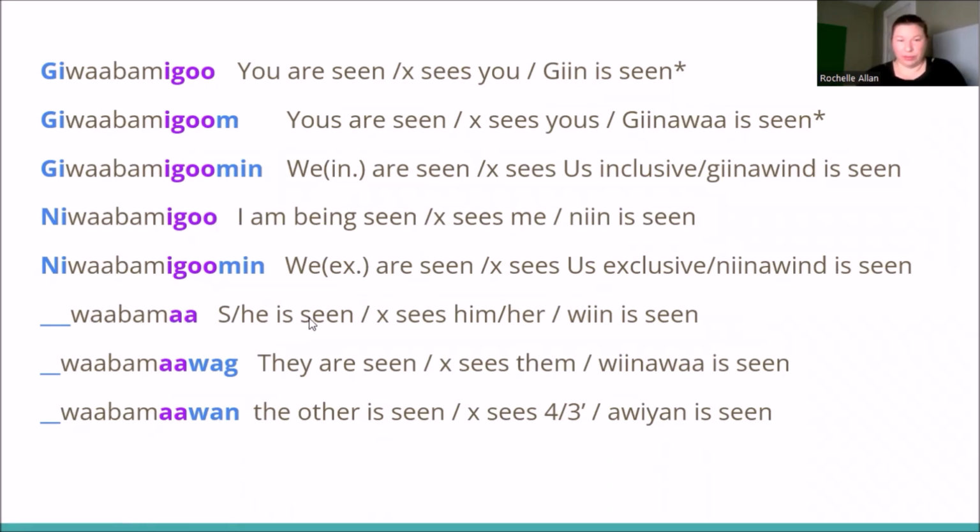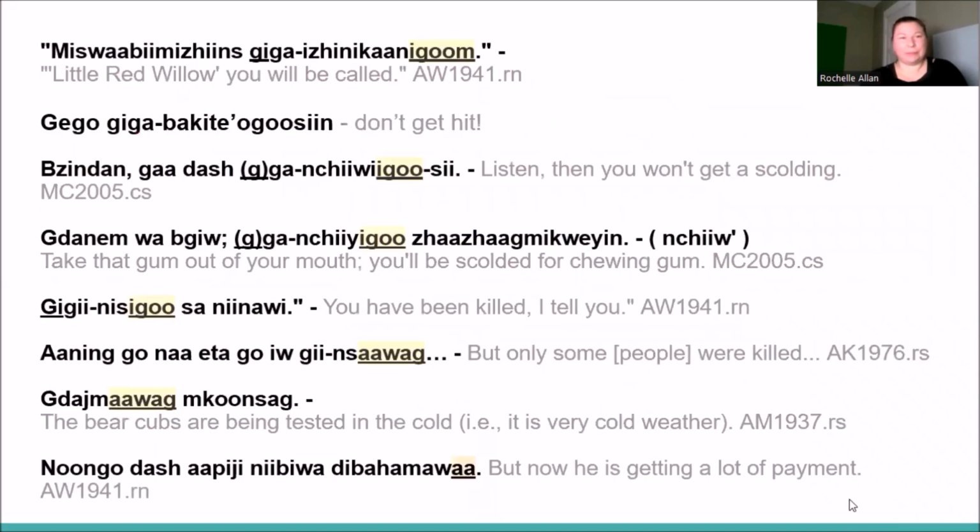Wapama, he or she is seen. Wapama Wug, they are seen. Wapama one, the other person, the fourth person, is seen. And again, this works with almost any VTA. There may be a few where it just wouldn't really make sense to use them because of what the word means, but it goes with basically anything.